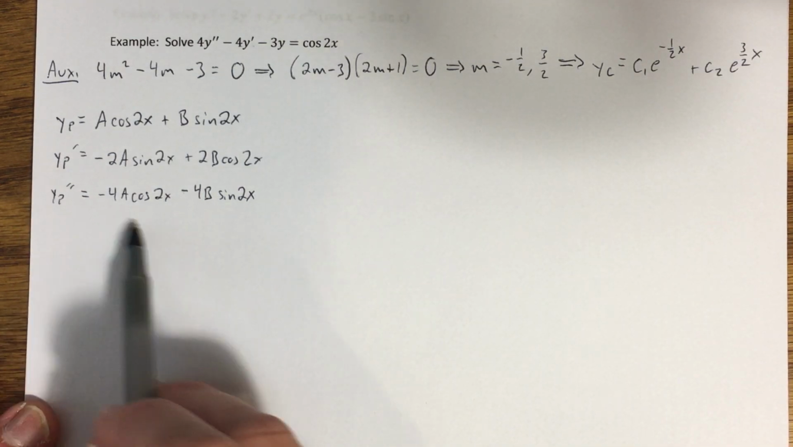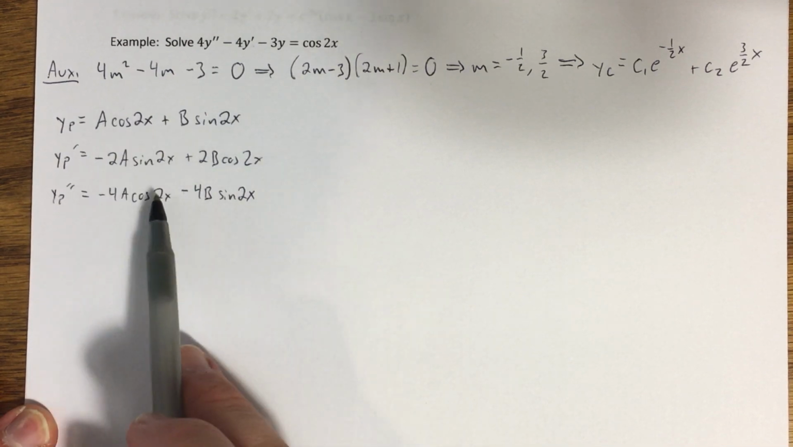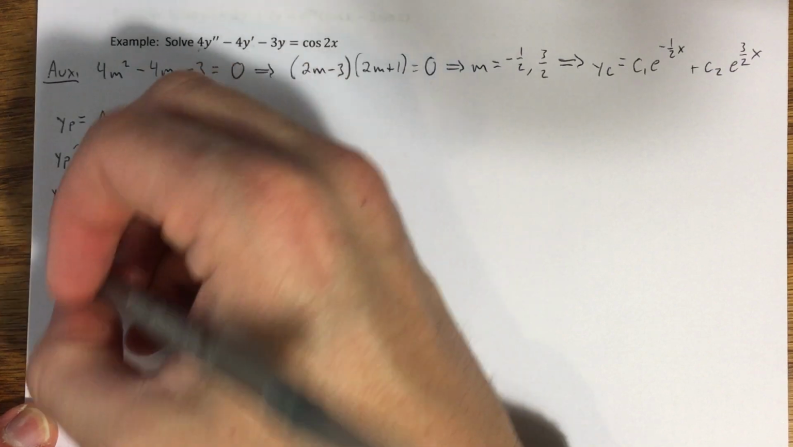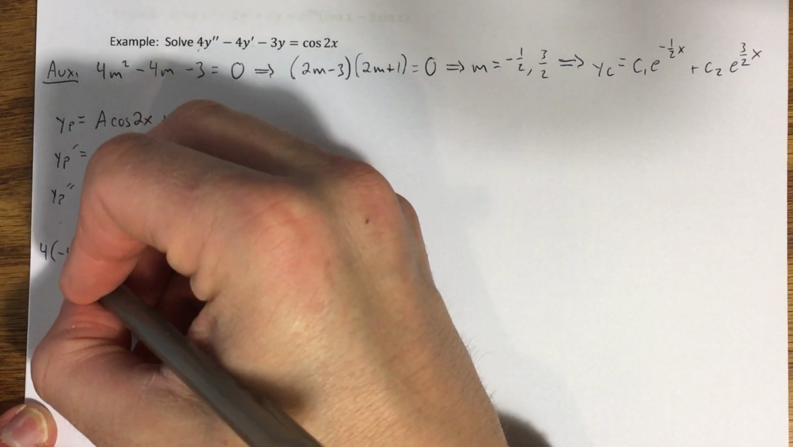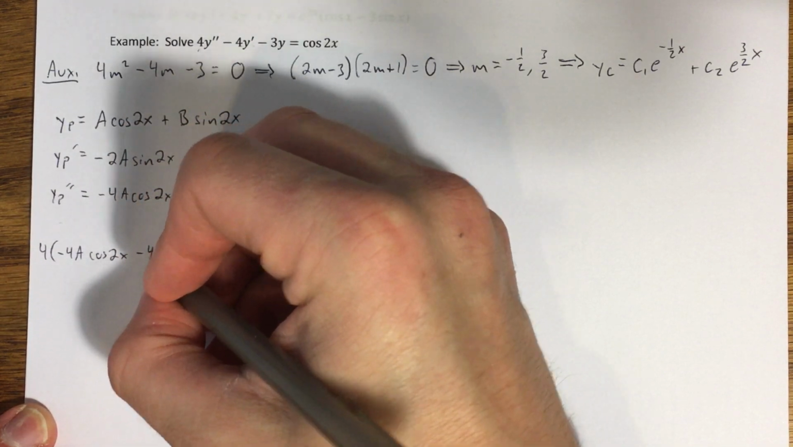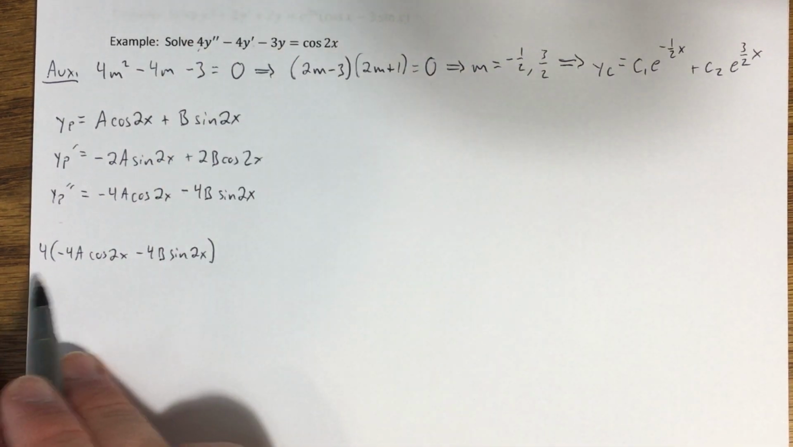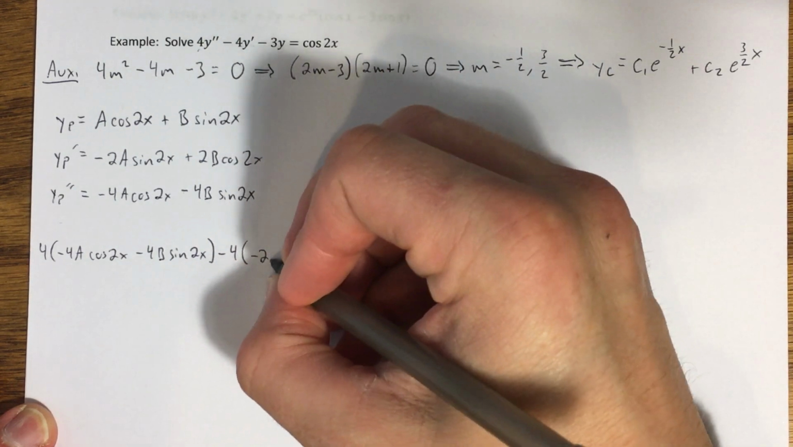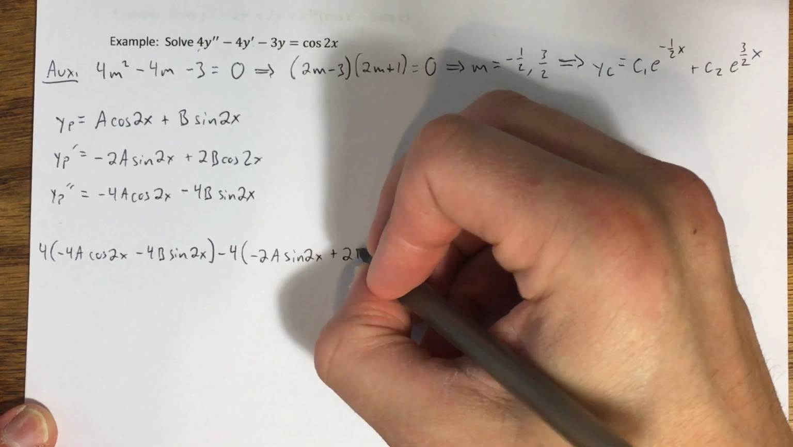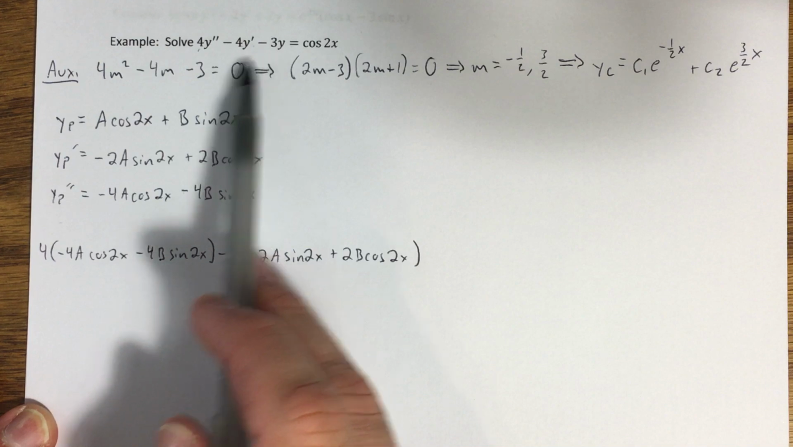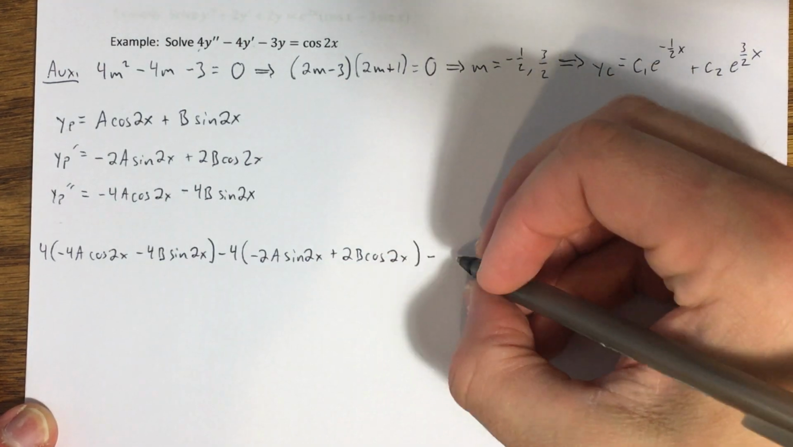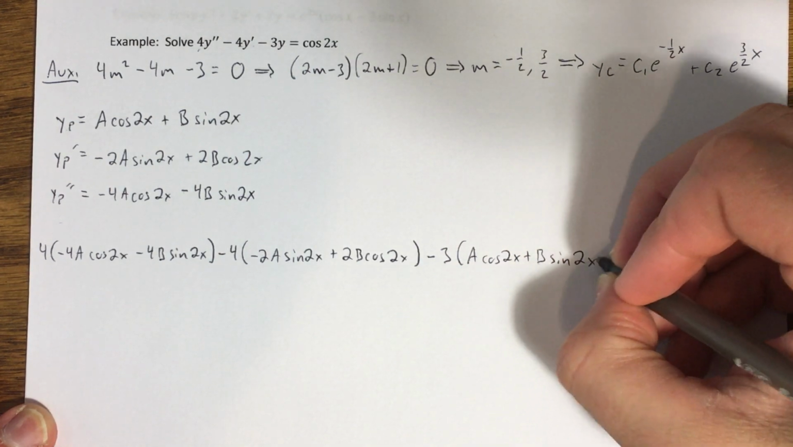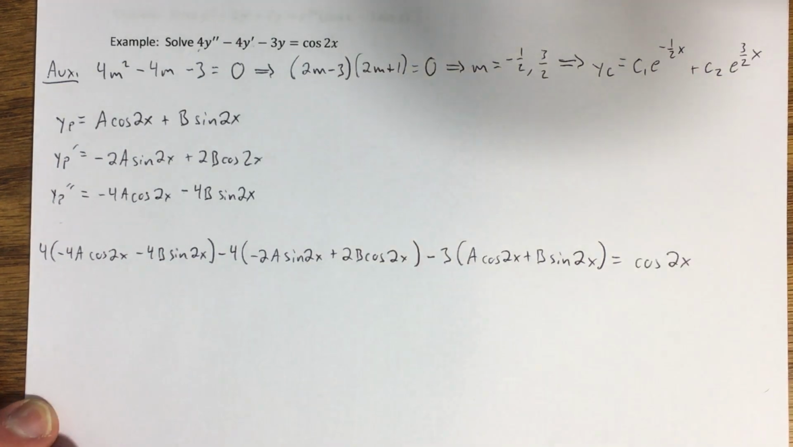Okay. Now here's where things tend to get a little messy, right? So I'm actually going to write my next step down here instead of to the right. We have to take all three of these and plug them in where they would go on the left-hand side of my DE here. So starting with 4y double prime, I'm putting yp double prime into that. 4 times that. So this is negative 4a cosine of 2x minus 4b sine of 2x. Okay, that corresponds to this first term here. And then minus 4, and I plug in yp prime here, negative 2a sine of 2x plus 2b cosine of 2x. And now I plug in yp up here, minus 3 yp. So minus 3 times a cosine of 2x plus b sine of 2x. And that whole thing should come out equal to cosine of 2x, right?